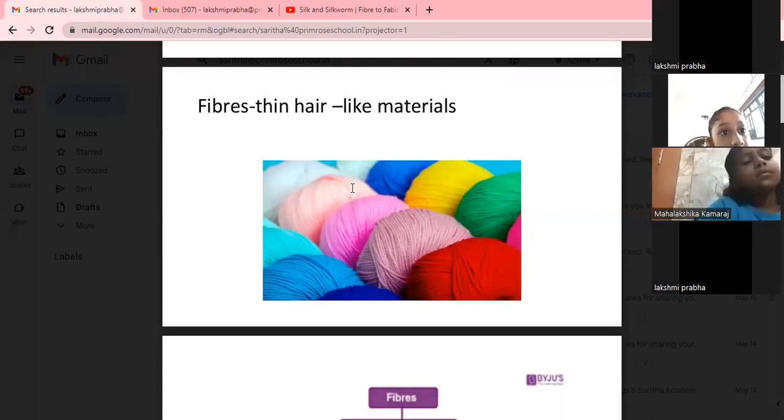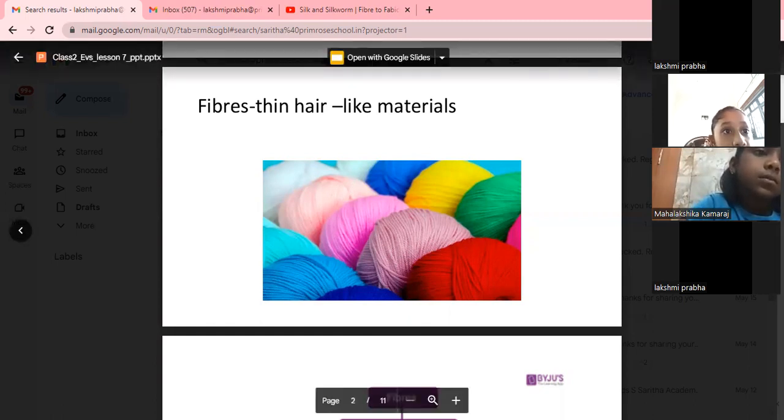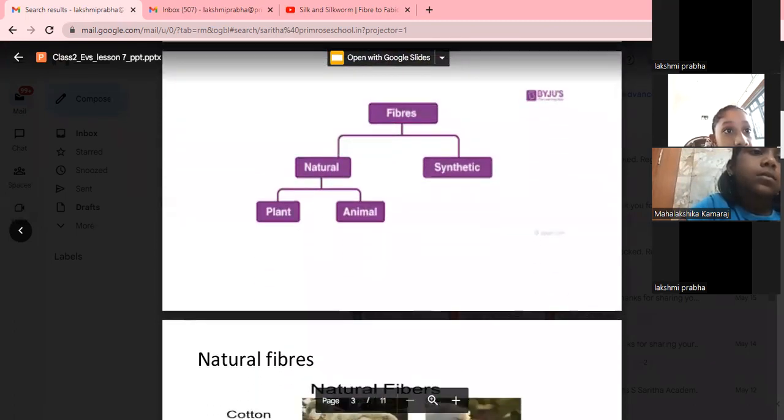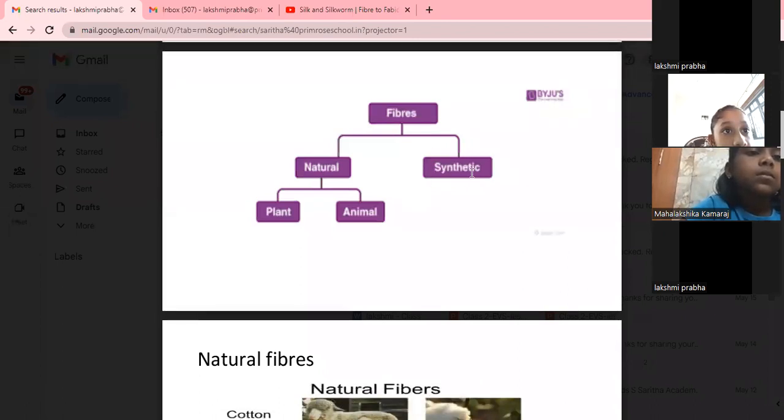So you have different colors of dresses, isn't it? We don't have only one color. By these fibers only we obtain these colors. We said that there are two kinds of fibers: natural fibers and synthetic. Synthetic is other than natural; it's a man-made fiber. What synthetic fibers are, we will see. Yesterday we talked about natural fibers.